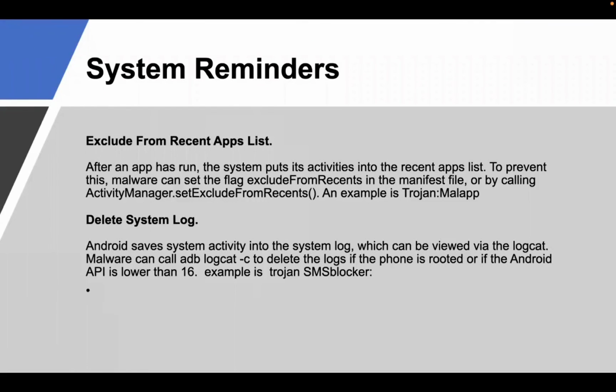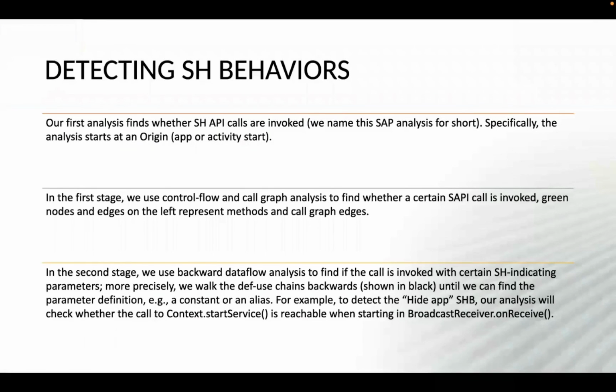Delete system log. Android saves system activity into the system log, which can be viewed via logcat. Malware can call adb logcat to delete the logs if the phone is rooted or if the Android API is lower than 16. An example of this is Trojan SMS blocker. Next, my friend will continue with how to detect the hiding behaviors.